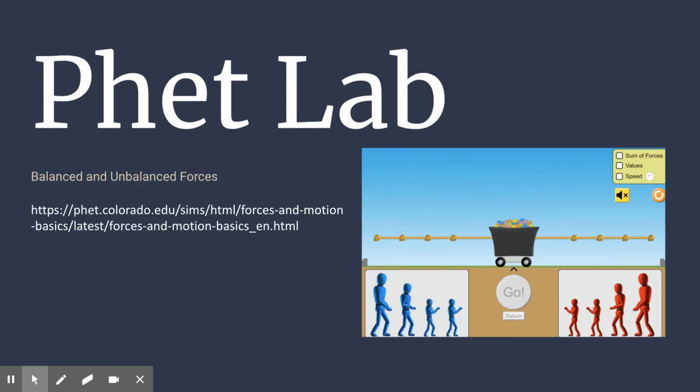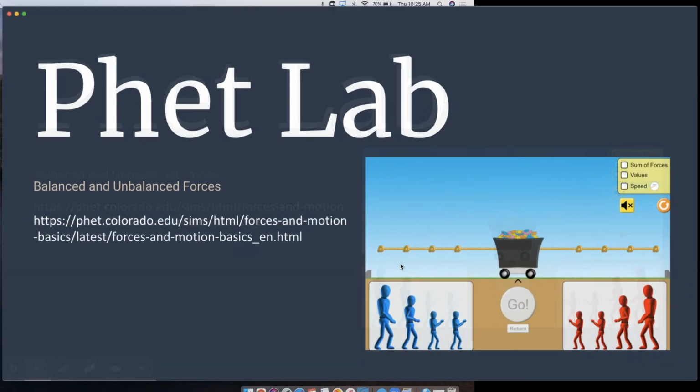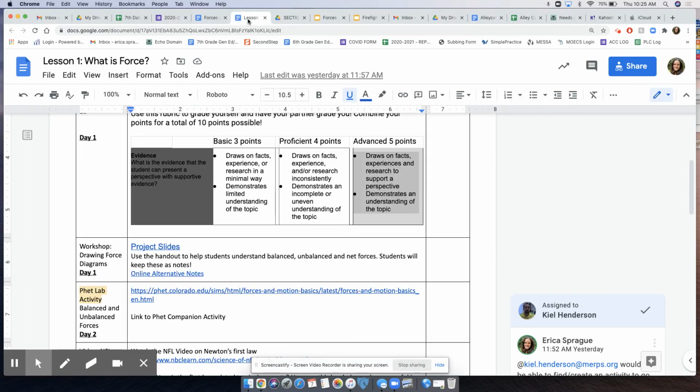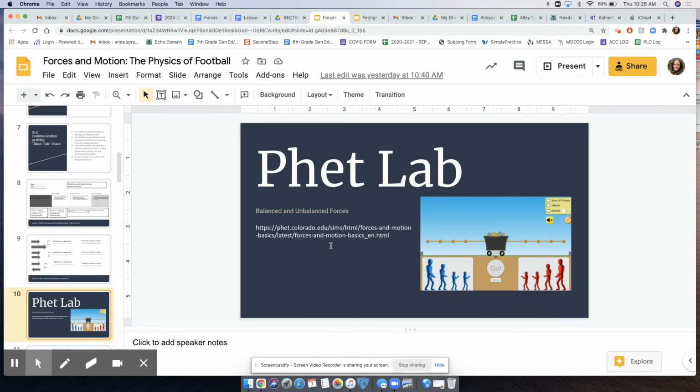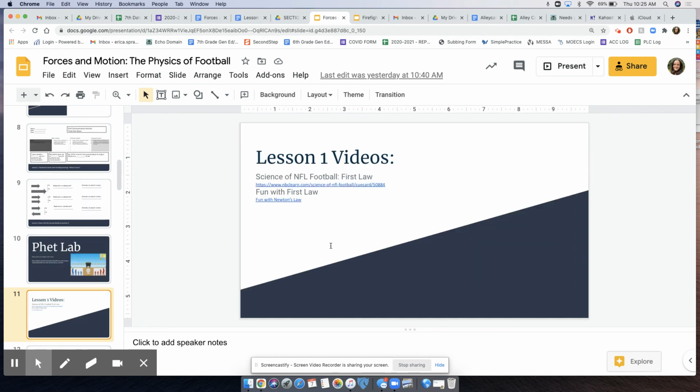So one of the ways we look at different balanced and unbalanced forces is with this very simple to use PhET lab. Now, this might be day 2 of the lesson. Lesson 1 does take a couple of days. And if you are doing the PhET lab, there will be an activity that goes with this PhET lab linked right here in the lesson plan. And again, the lesson plan and the slides we've been using are always going to be linked in your agenda. Okay, so we may take an entire class period to check out that PhET lab.